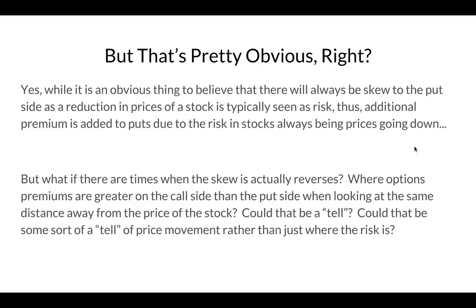And remember, it makes sense that the majority of the time we have normal skew, where puts and calls the same distance away from the current price of the stock are priced differently, because the downside risk is always perceived as being the riskiest. Thus, there's a little bit of extra value added to puts. But what if that were reversed, where options premiums were greater on the call side than the put side at the same distance away from the price of the stock? Could that be some sort of a tell of price movement, rather than just where the risk is?